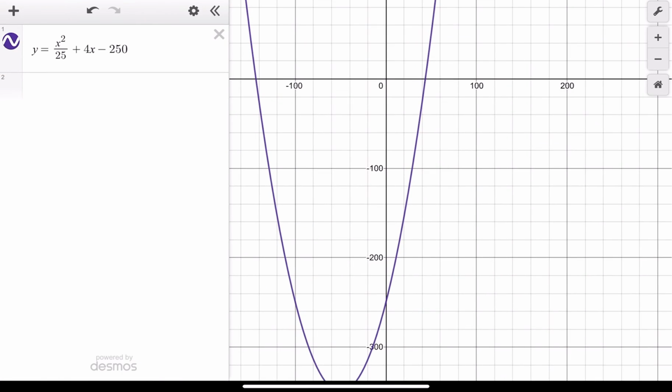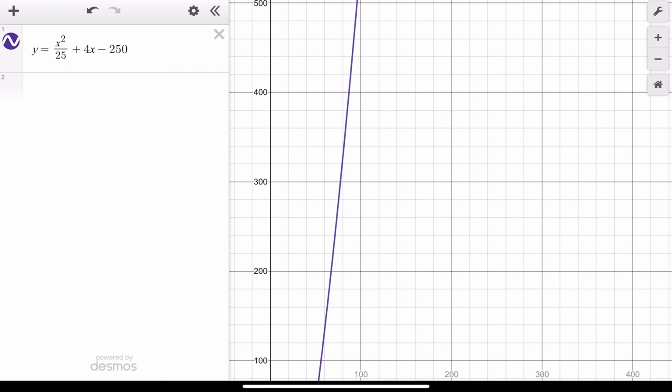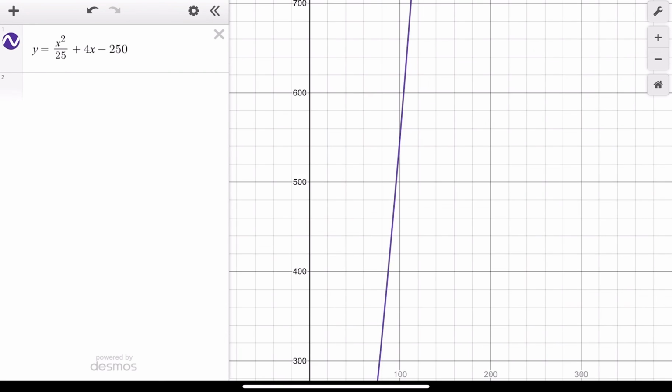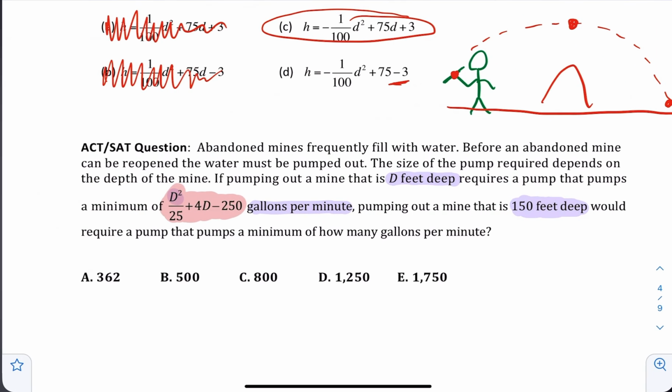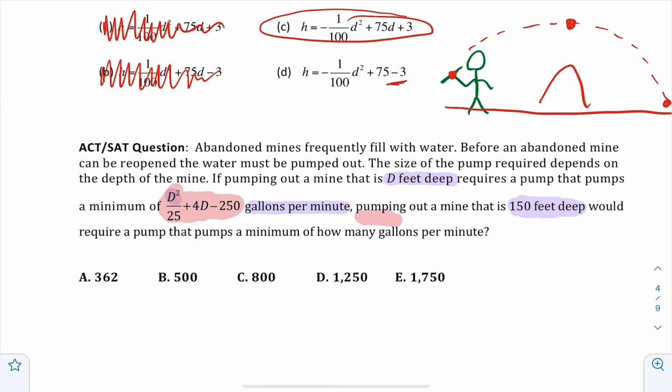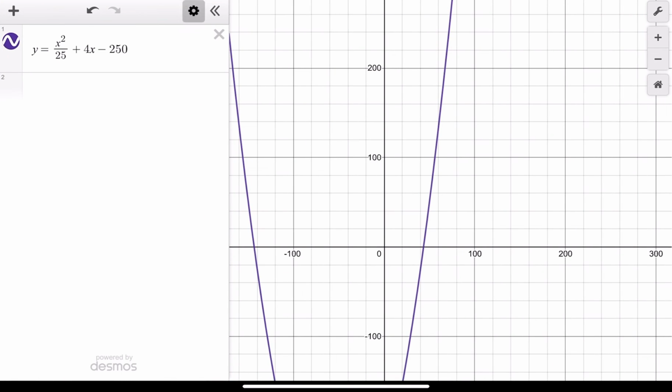So obviously I need to be able to pump at least 40 some gallons a minute. Maybe they don't even make pumps that small. And it looks like my graph just goes up and up and up. But I don't need to worry about the graph. I need the table. Because again, my question asks, what do I need if I'm pumping out a mine that is 150 feet deep? So I'm going to go ahead and go to where I can make a table.